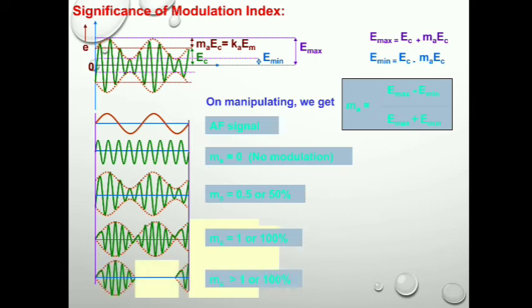So maybe the modulation index is greater than 1, definitely it will be what? 100%, that means the signal is a modulated wave. So if the modulation index is less than 1, there is no modulated wave, right?